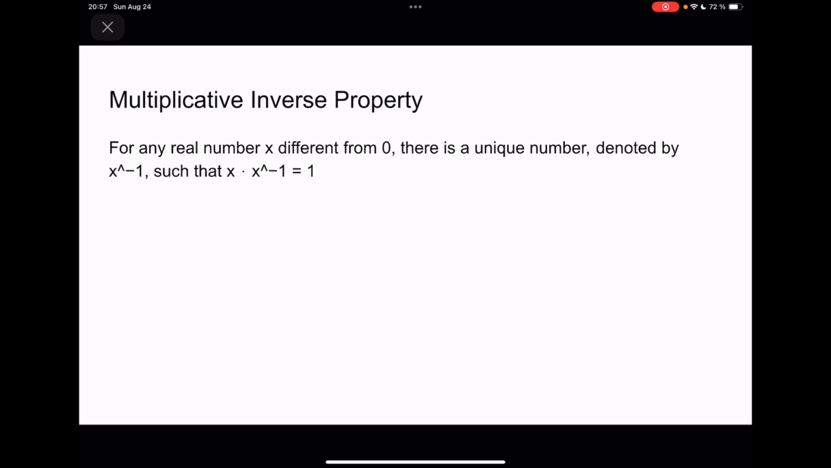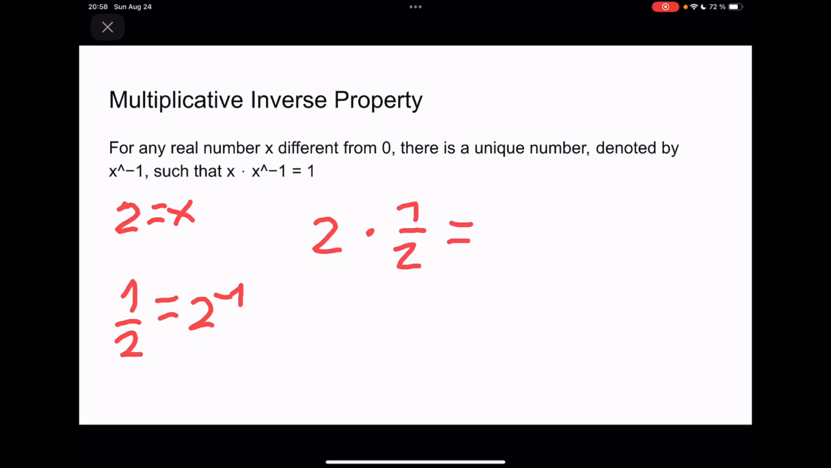So let's say x in this case is 2. If y'all remember anything about numbers being to a negative power, you know that it's going to raise it to that power, but also put it in fraction form. So 2 to the power of negative 1 is just 1/2. So you just do 2 times 1/2. And of course, it equals 1.